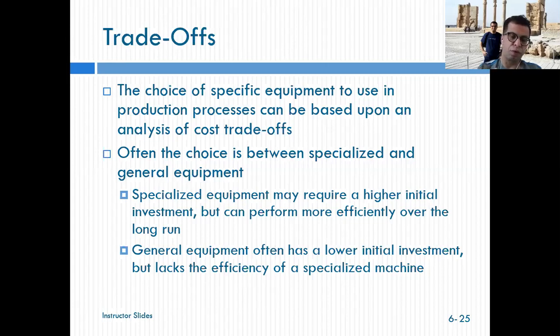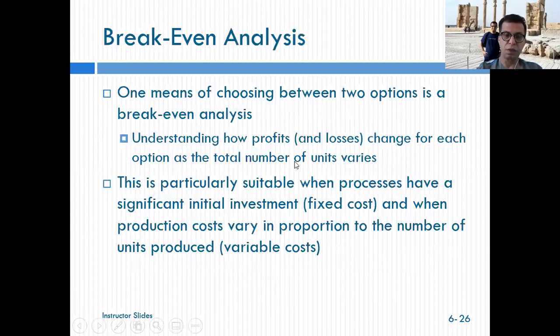So if you buy a big equipment or an efficient equipment, it's going to cost you so much. But if there are enough units to go through it, it makes it worth it because you're going to do a cost trade-off. So this is how you look at it. Now, general equipment often has a lower initial cost, but lacks efficiency and takes longer to do it. So this is why you do a break-even analysis.